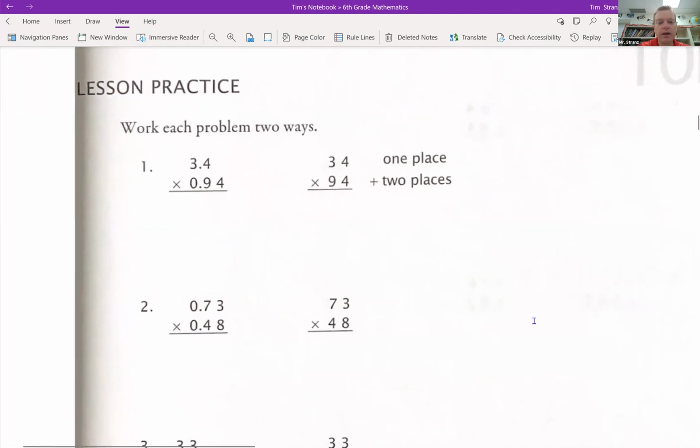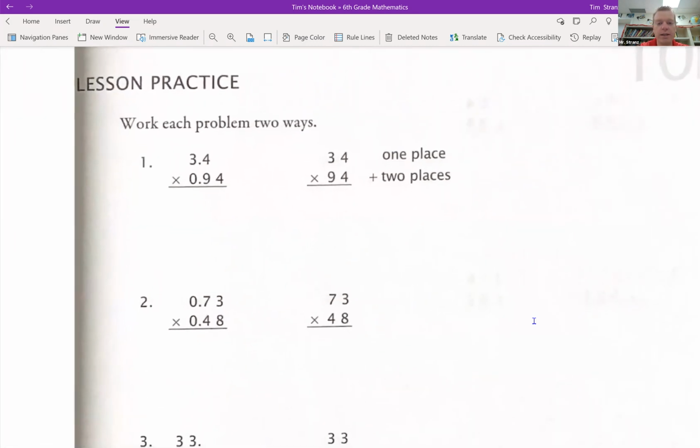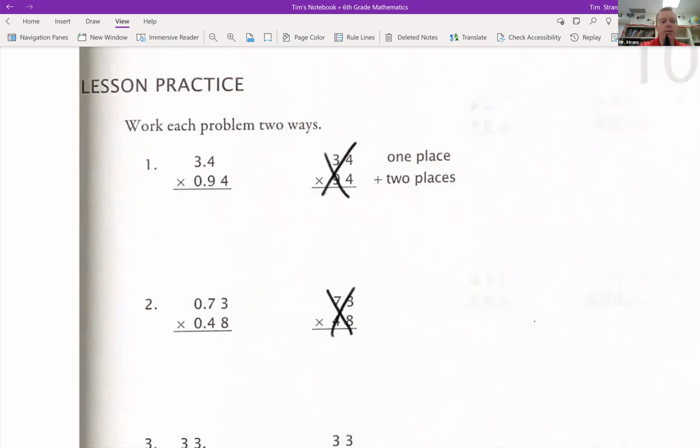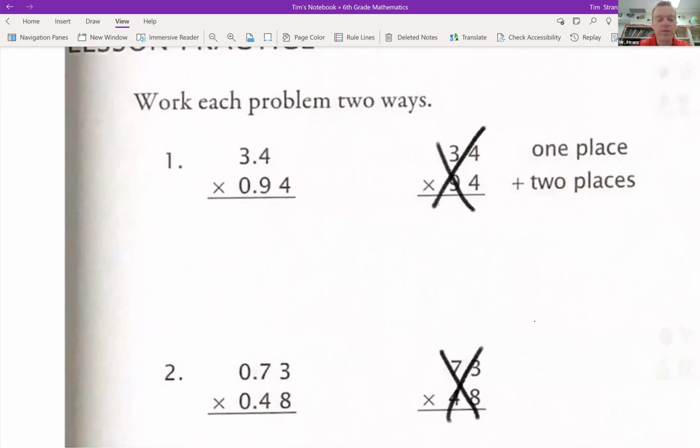Okay. They tried to teach you in two different ways. I'm not a big fan of this way. I'm not really sure what they're trying to show you there. So I'm going to show you the old-fashioned way, which I think is the best way. So let's dive in. Number one, we got 3.4 times 0.94. So I'm just going to go ahead and multiply the old-fashioned way.